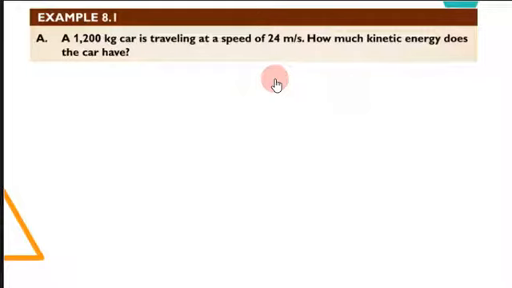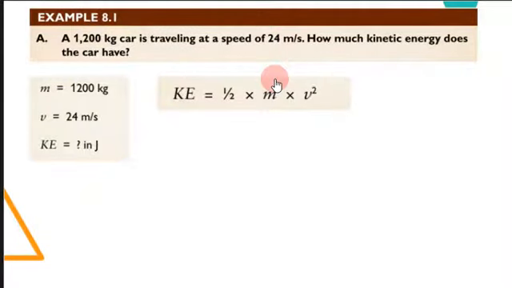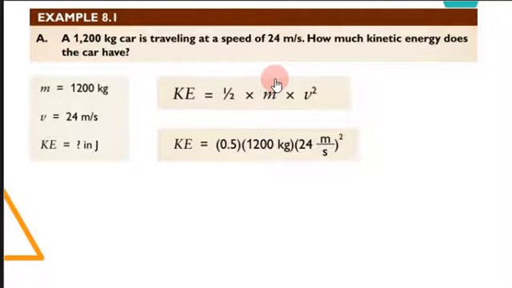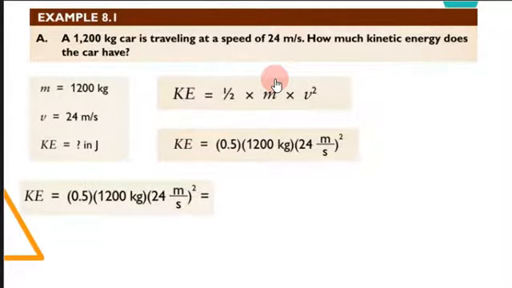Let's see. So the first thing we're going to do is write down everything we've got. M is 1,200. V is 24 meters per second. And then our KE, our kinetic energy, is going to be in joules. All right, so we're going to plug everything in. Notice 0.5 is the same thing as 1/2. Yes, we all know that. Okay, good. All right, so here we're going to do the math. We're going to reach the conclusion.